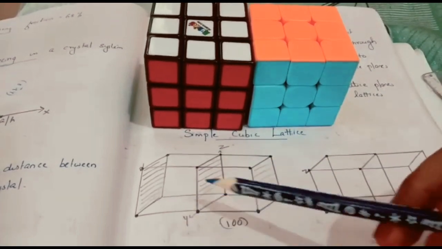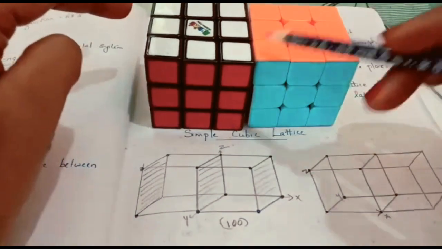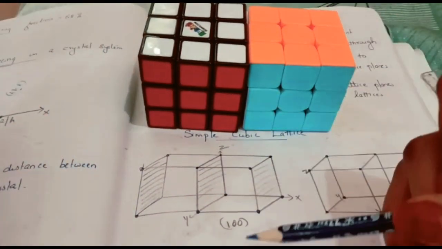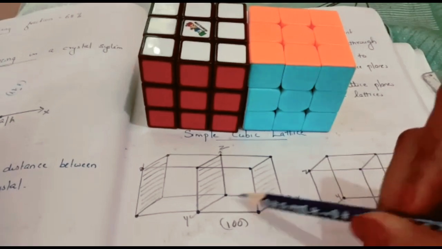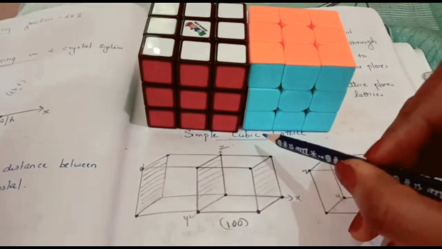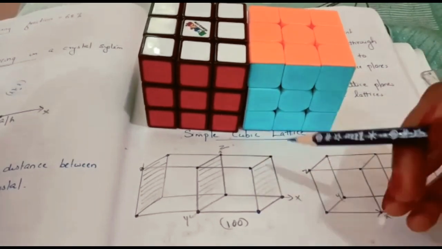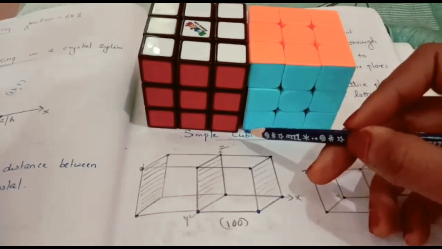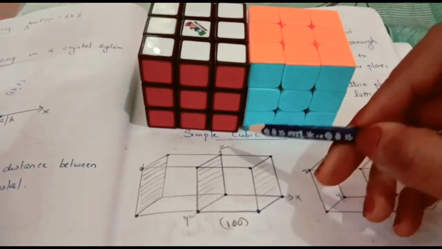Here I have shown 2 cubes together. It's a representation of a crystal. Here 2 cubes we have shown, then the 1 0 0 plane. We have taken here x-axis, y-axis and z-axis. Same like here, x, this one is y and this one is z. So here x, y and z.